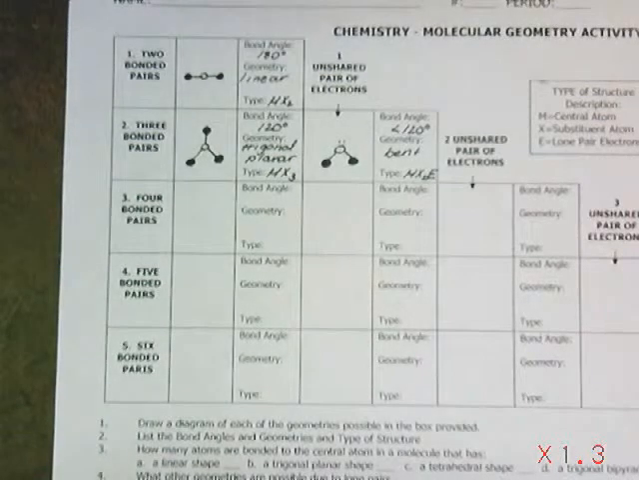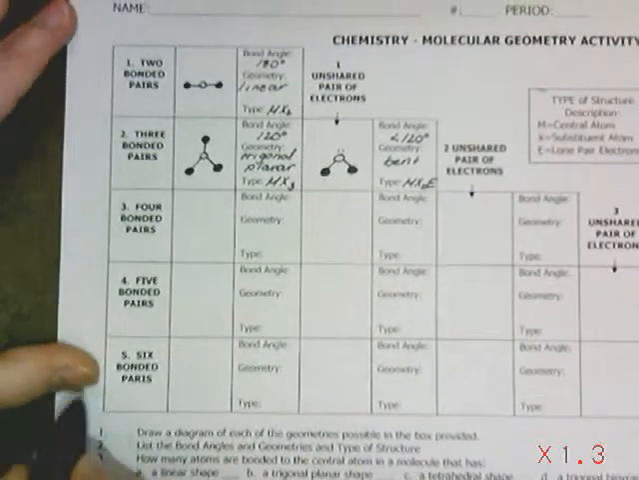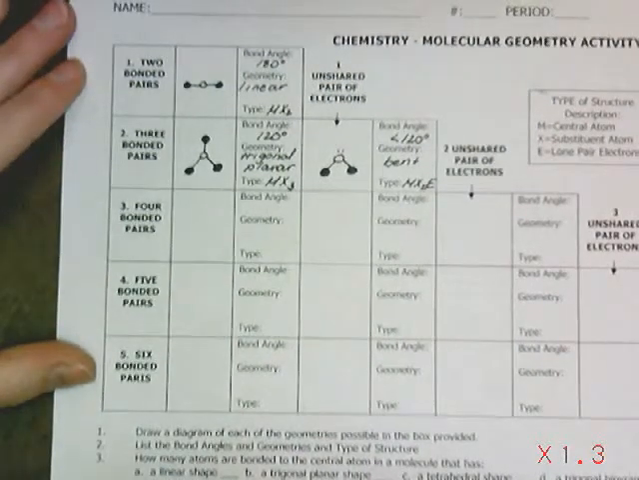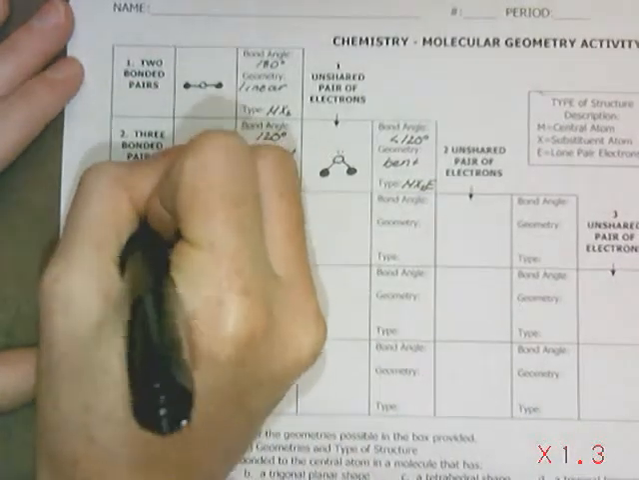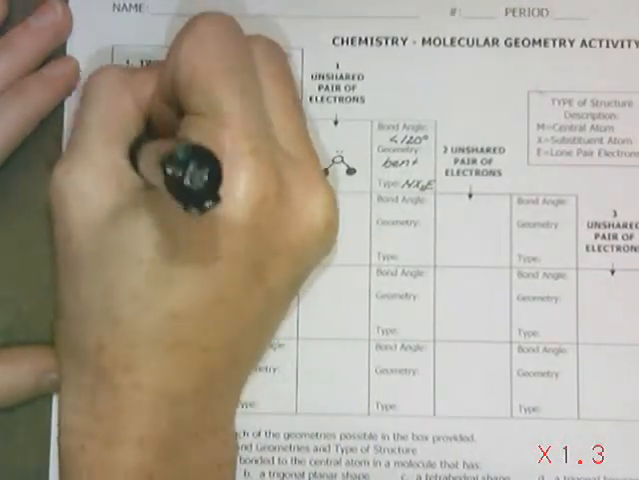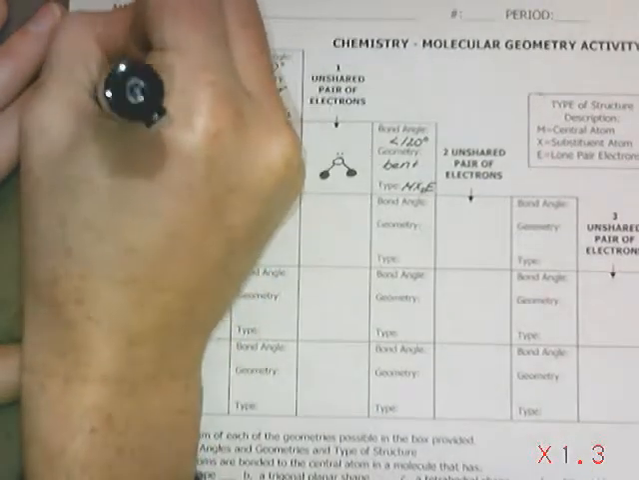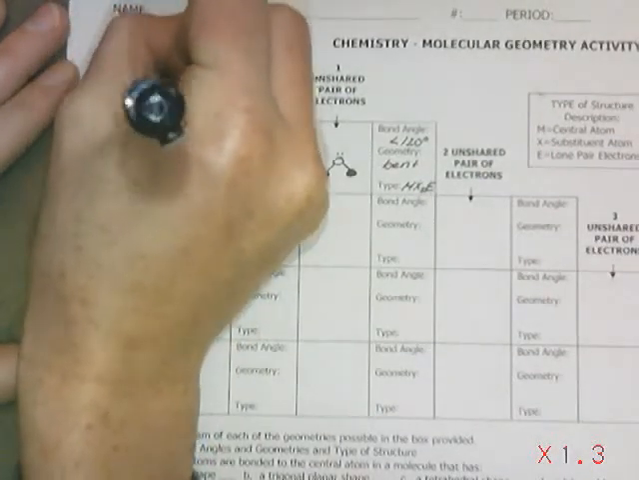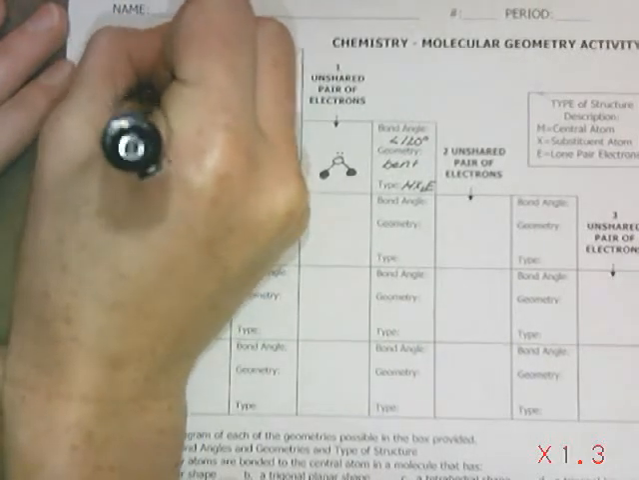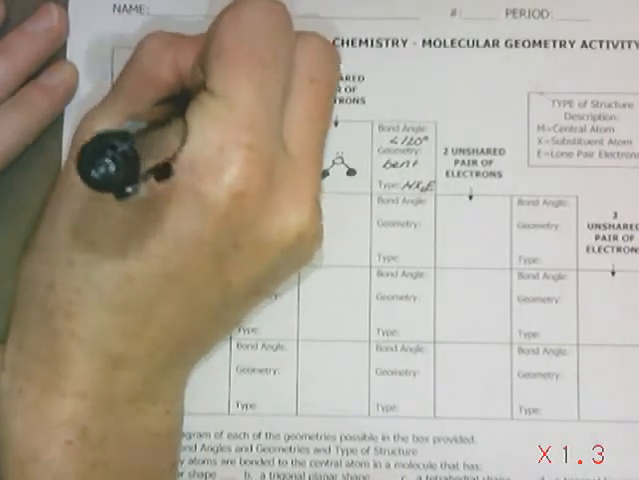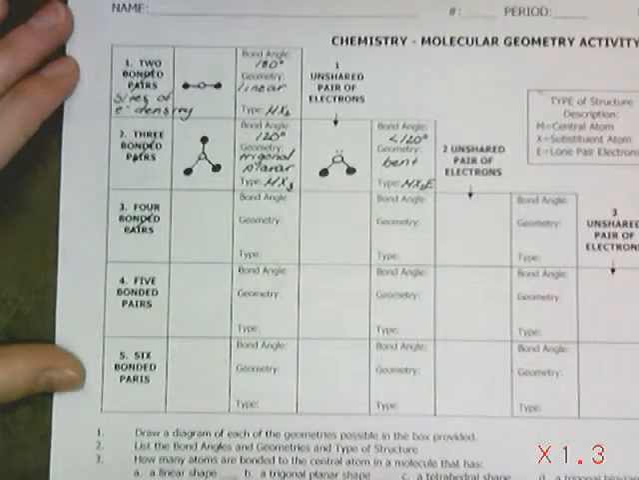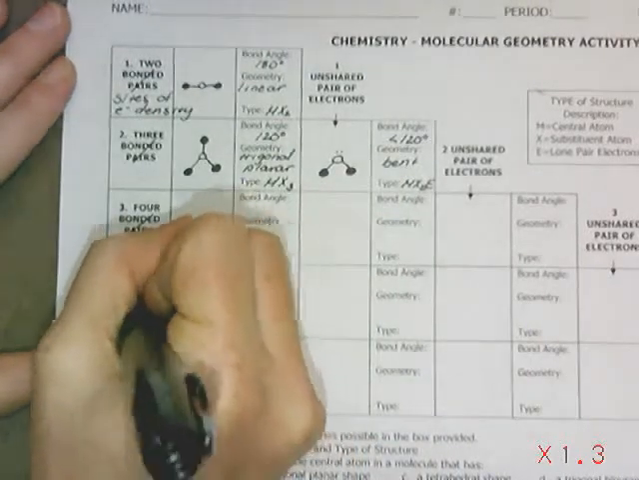Okay, the next structure, which we haven't drawn yet, is when we have 4 sites of electron density. So over here, it says bonded pairs. I'm actually going to cross this off and write sites of electron density. And that's the same for all of those. All of these should be sites of electron density.